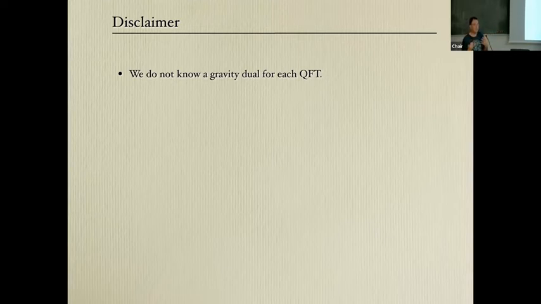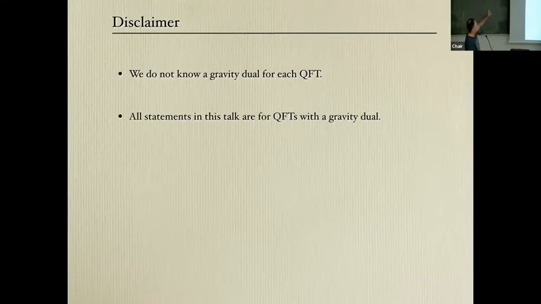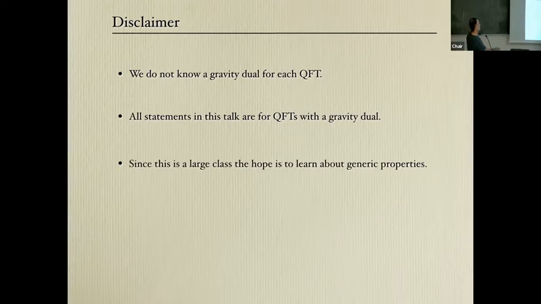Okay, but this is just a limitation of my computational power. I don't know how to do quantum gravity or string theory if you want. Okay, but the correspondence is supposed to hold for any value of N and lambda. And because I don't know the dual of every quantum field theory, all the statements I will make in this talk are true for quantum field theories for which I know this gravity dual and I can use this tool, okay? This is not all the quantum field theories, but this is the hope. Since it is a large class, the hope is that if we look at sufficiently generic properties or qualitative properties, we can learn something that may be applicable more generally, robust properties, okay? That's the idea. Any questions?